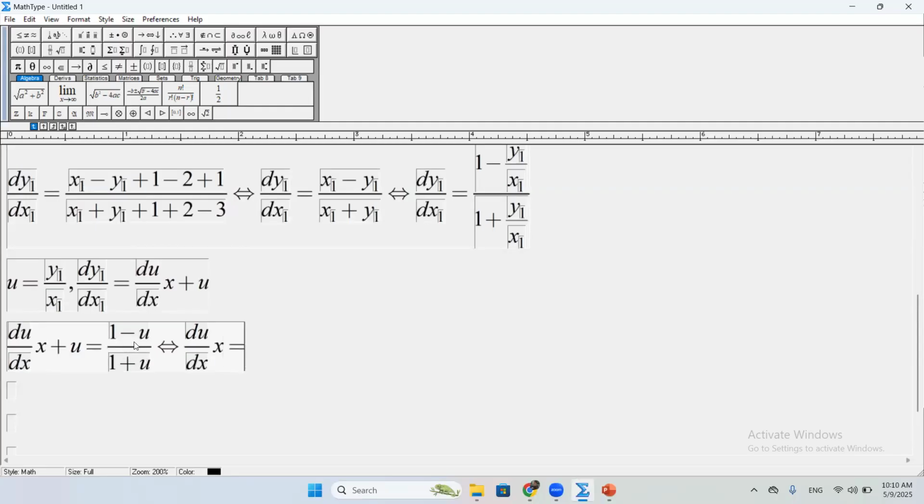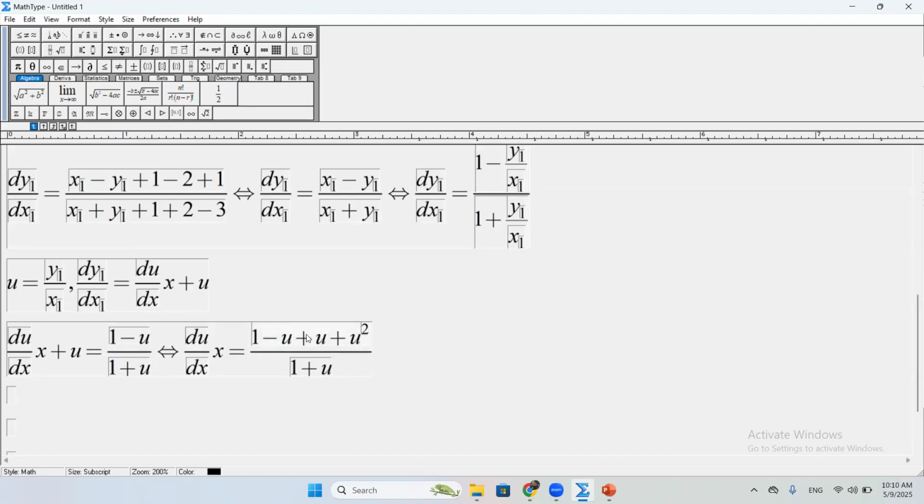So 1 minus u plus u square. Oh, stop. Minus u and minus u square. Sorry. And then, now, continue separating variables. So dx by x equals 1 plus u over 1 minus 2u minus u square.